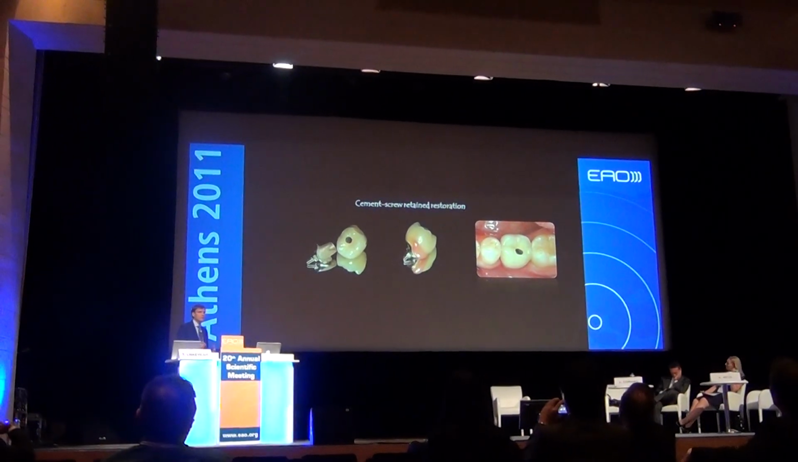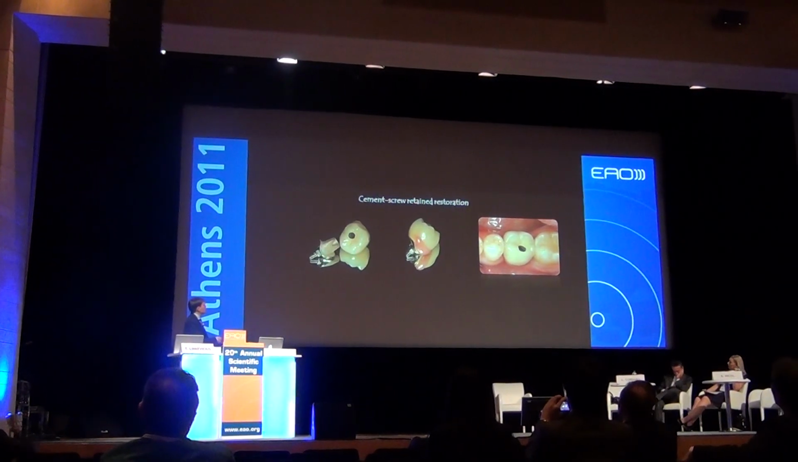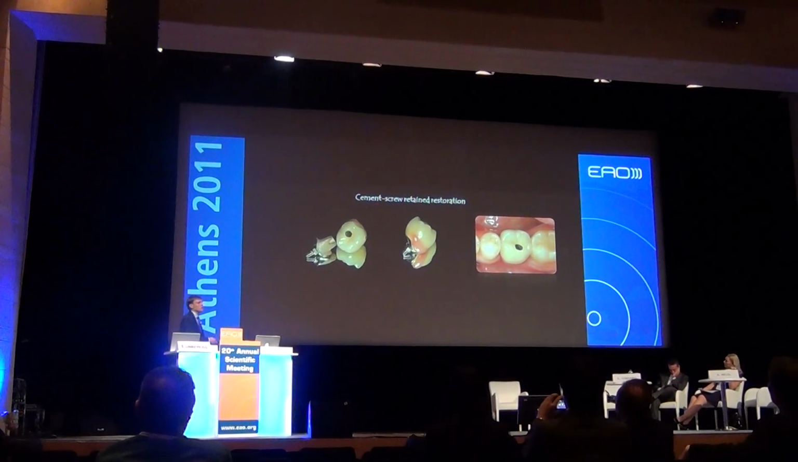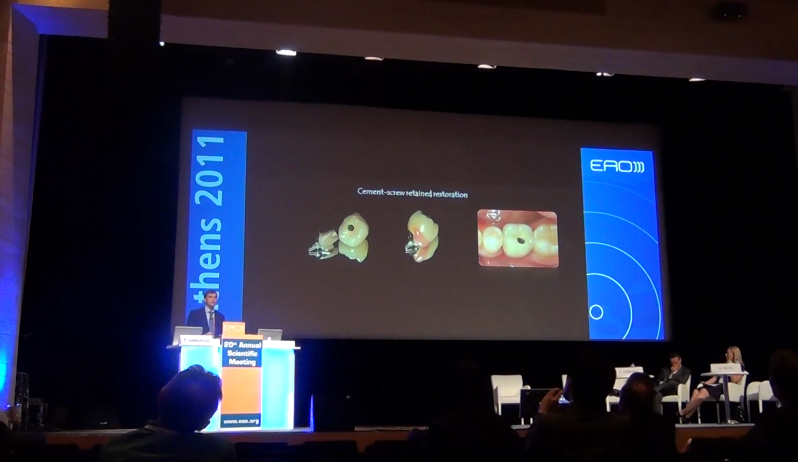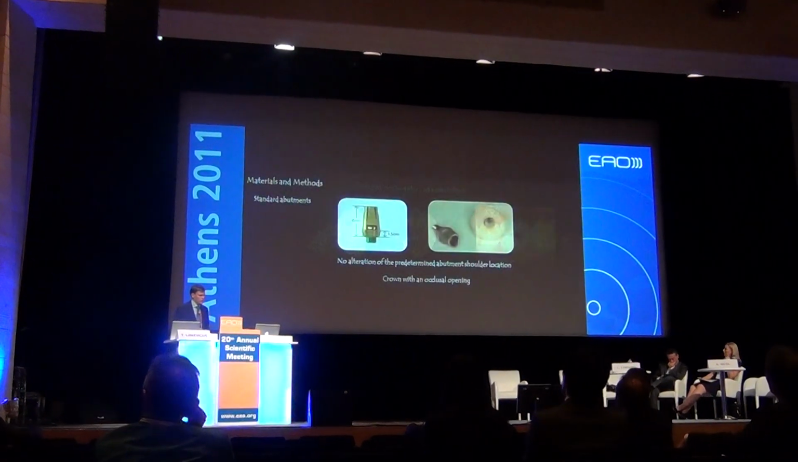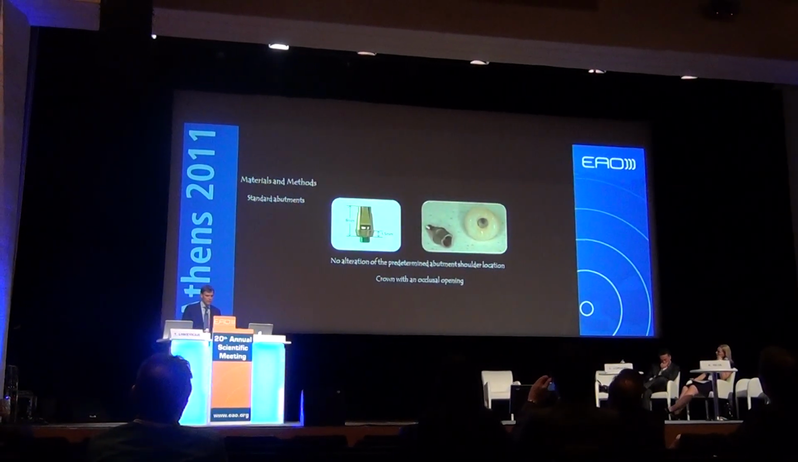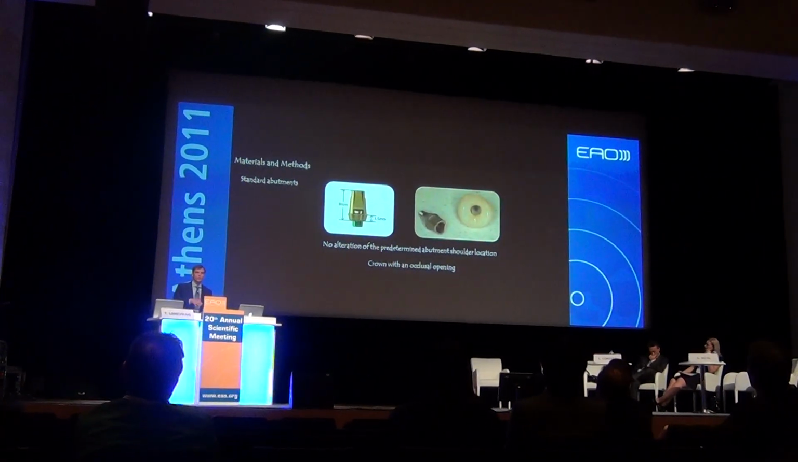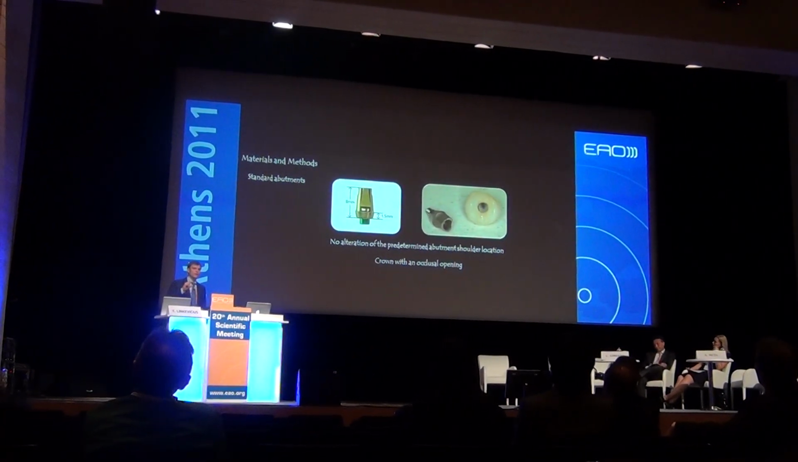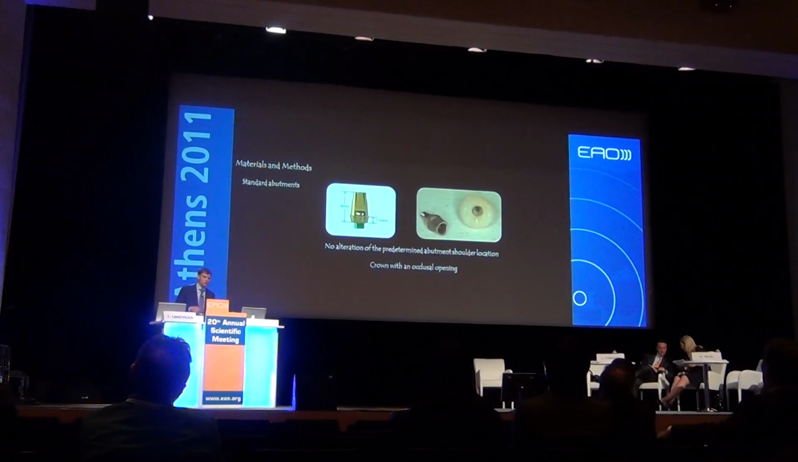And also you can do it the other way. You can cement it in the mouth and then unscrew it to clean the cement and see. This is the reason why this type of restoration was chosen for our study. We used standard abutments, and the reason for that was that they had a predetermined abutment shoulder location, which was not changed. In that case, we knew the exact height of our margin under the gingiva.